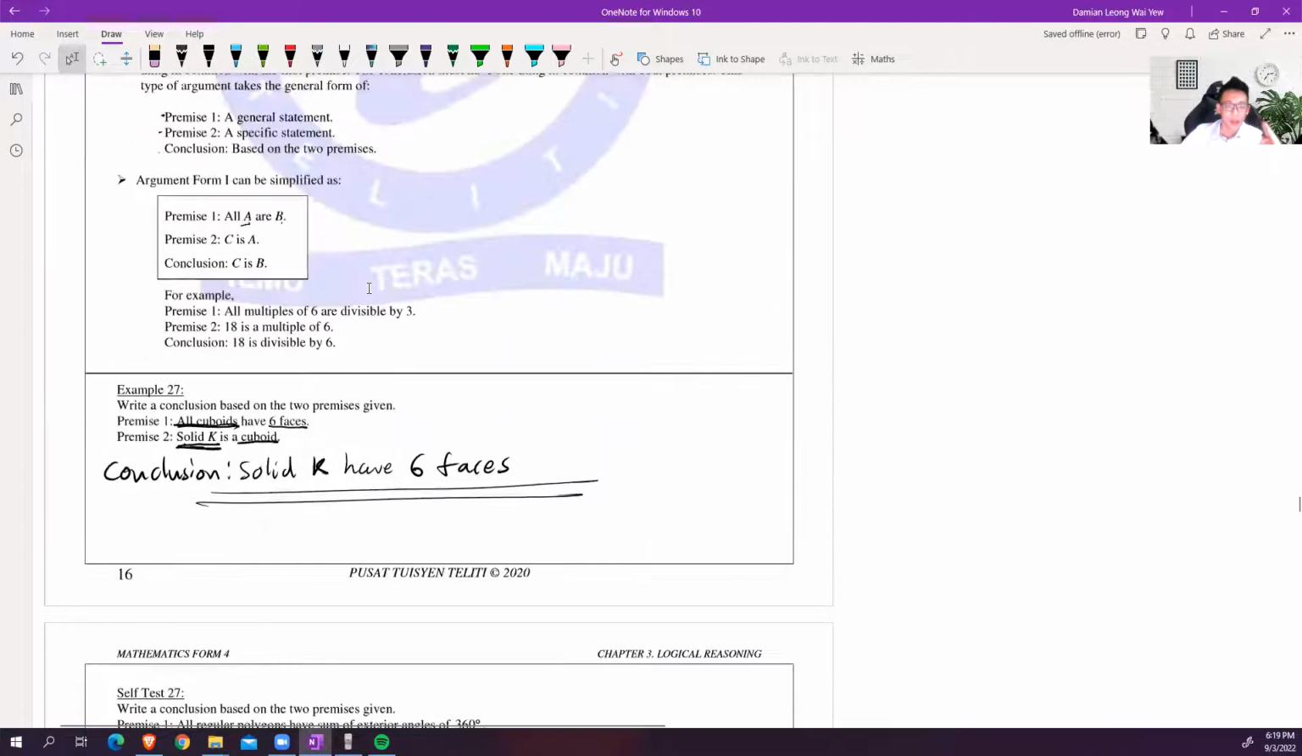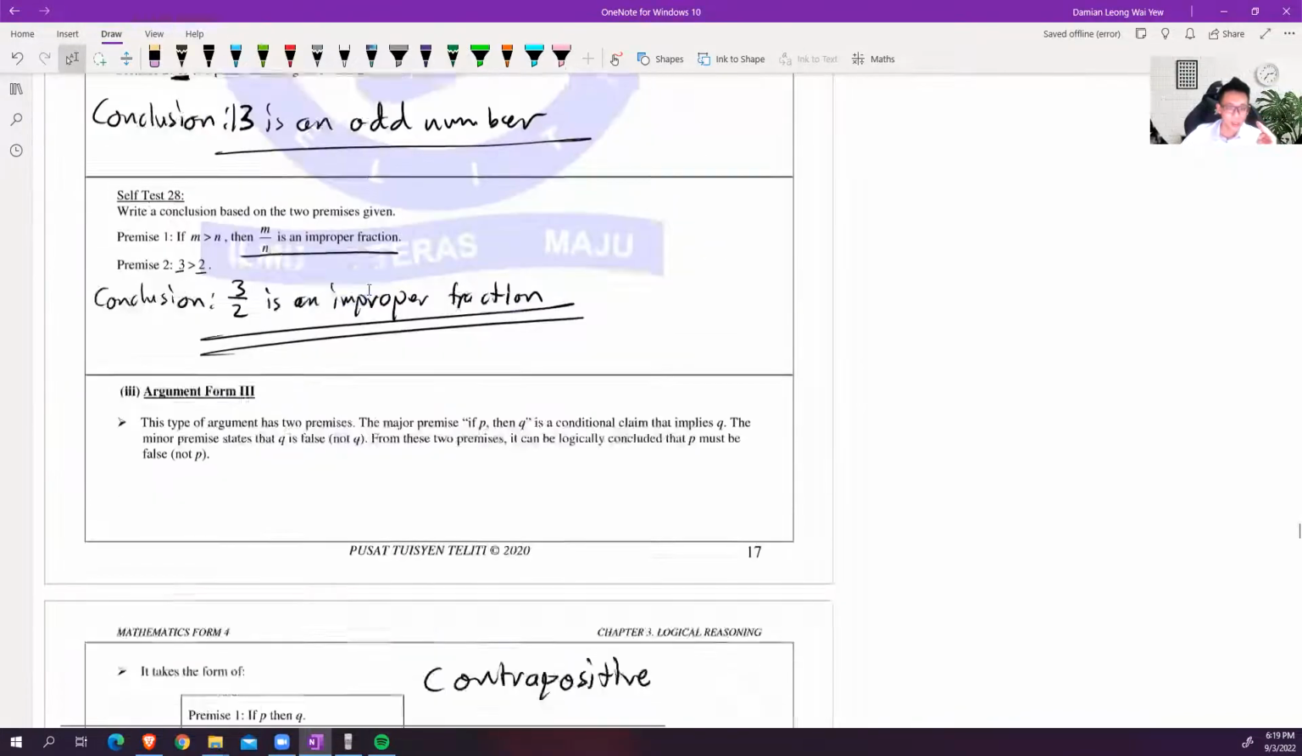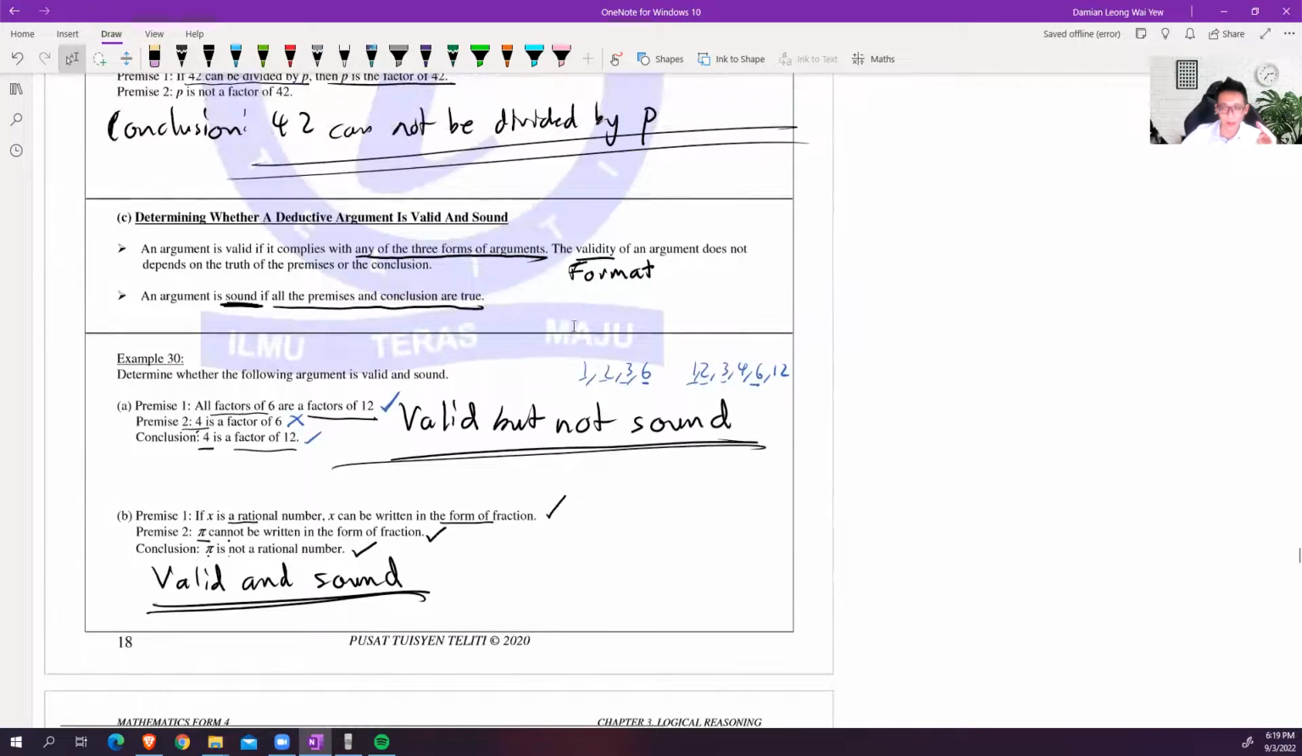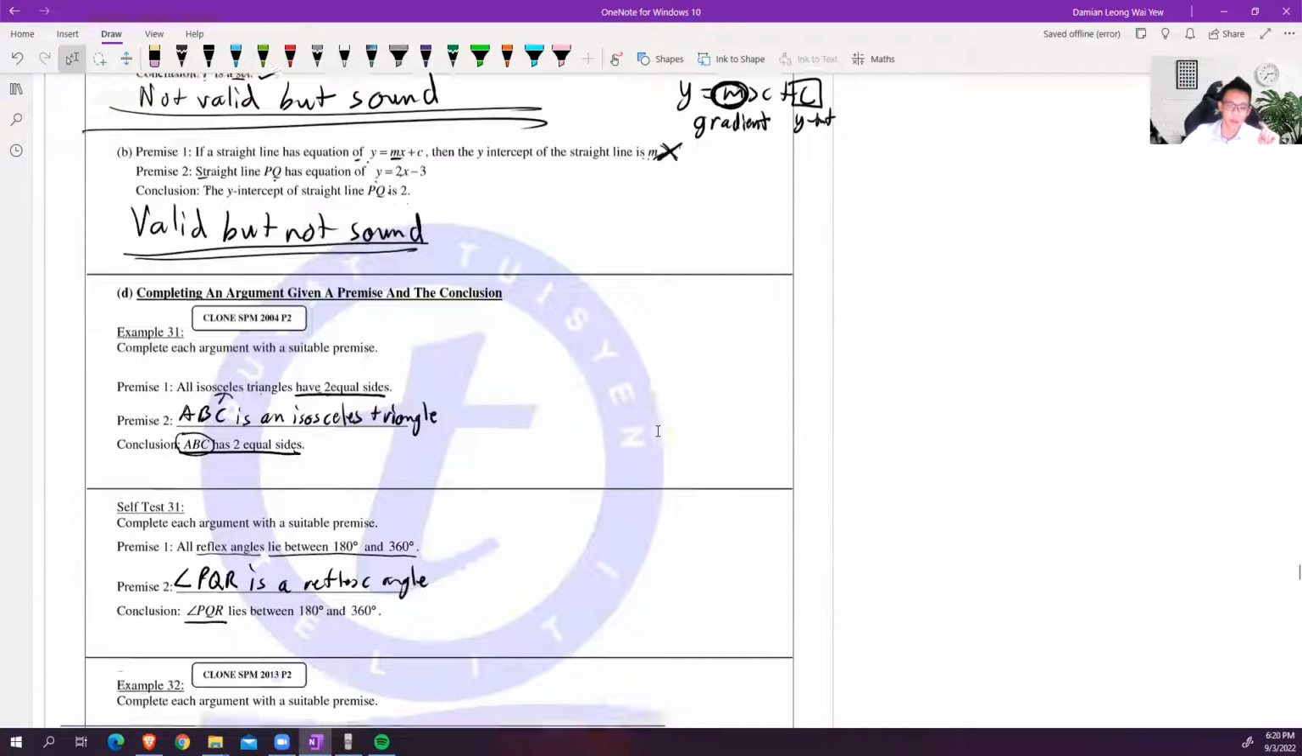So, looking at the arguments, we can say whether an argument is valid or not valid, sound or not sound. Valid or not valid is just looking at the format. If the format is correct, follows either form 1, form 2, or form 3, then it's valid. Sound or not is whether or not all of it is correct. Like here is valid, format is correct, but this one is false. Premise 2 is false, so it's not sound. Yeah, that's how it works.